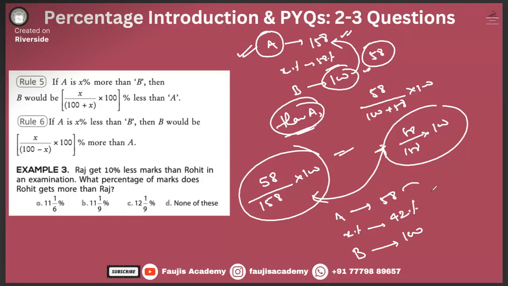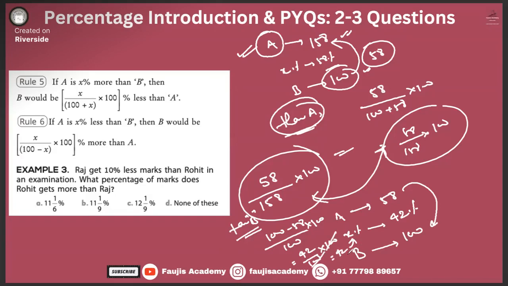A is 42% less than B. Okay, A is 42% less than B. Than B means the comparison was with B. That means 100 minus 58 divided by 100. How much is that? That is 42 by 100, into 100 to represent it in terms of percentage. It is 42.